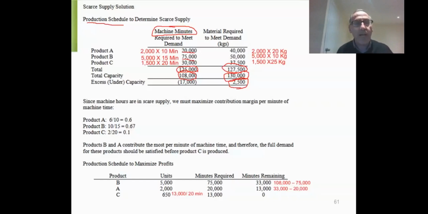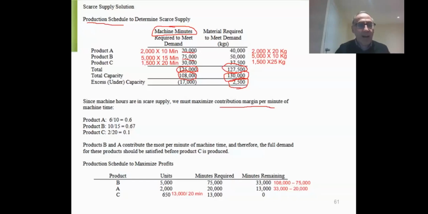So in this case, because machine minutes or machine hours are in scarce supply, we are going to try to produce the greatest number of that product which has the greatest contribution margin per minute. Had materials been in scarce supply, we would have tried to produce the greatest number of that product that had the highest contribution margin per kilogram. The reason I'm focusing on highest contribution margin per minute is because it's the machine minutes or machine hours that are in scarce supply.